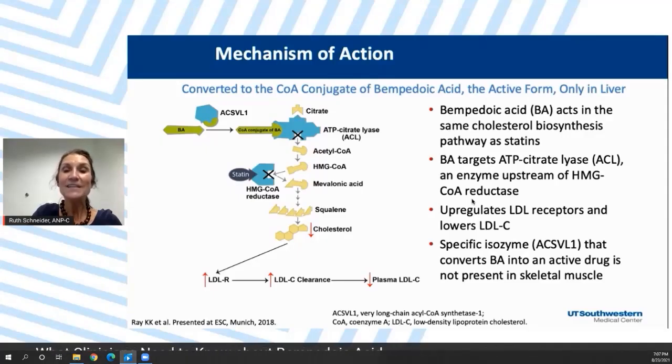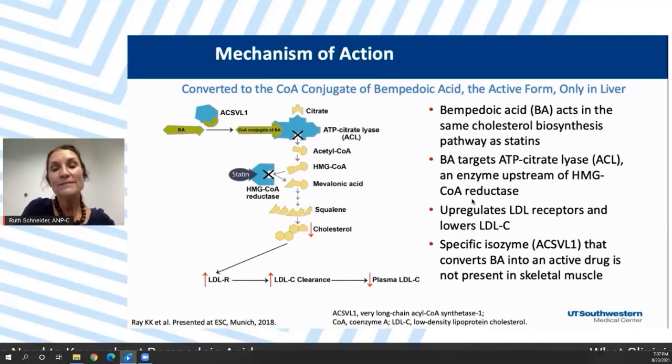It isn't until it meets up with the specific isoenzyme ACS-VL1 that bempedoic acid is converted into the active drug. Now, one piece of information to remember is that ACS-VL1 is not present in skeletal muscles. This mechanism of action that takes place only occurs in the liver.